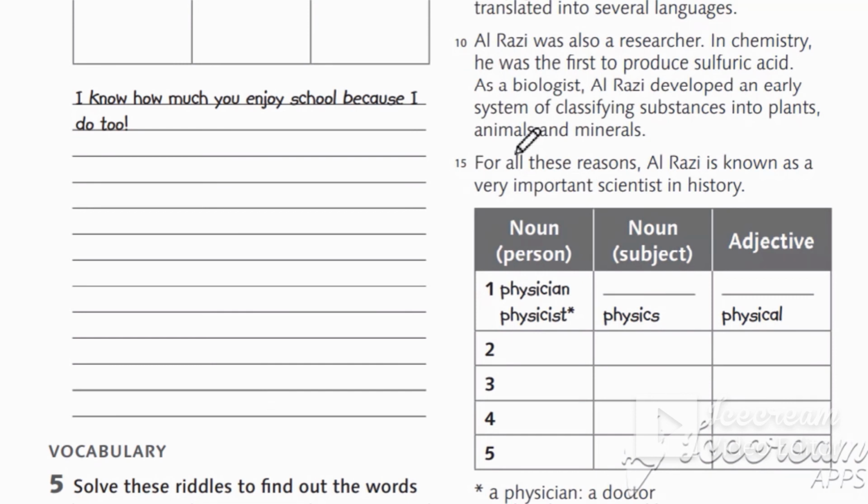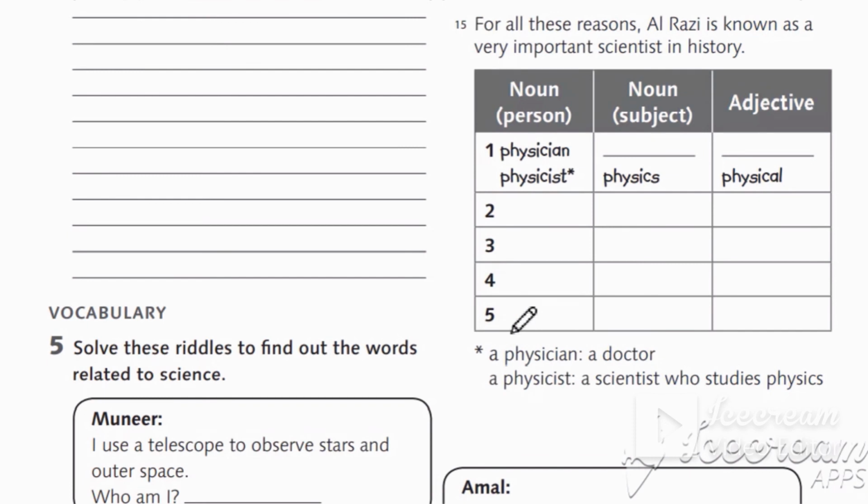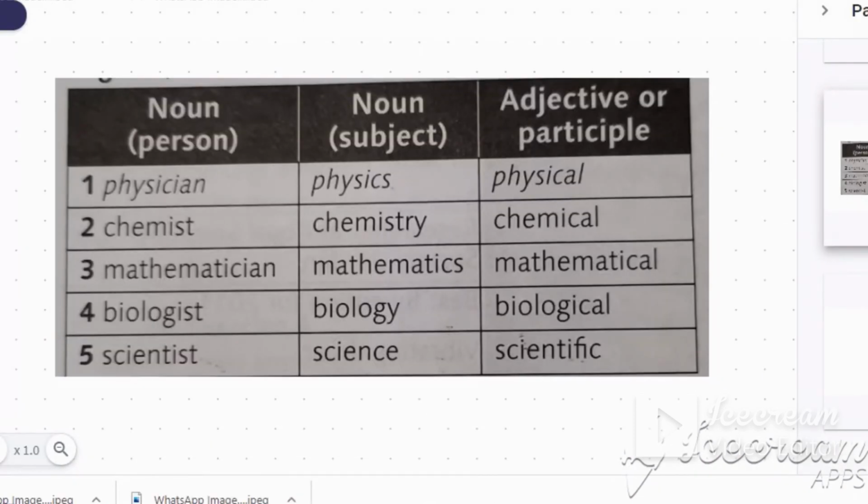Okay. We come to the exercise with noun for person, noun for subject and adjective. For example, we have physician, physicist, physics, physical. Okay. We will continue with chemist and mathematician, biologist and scientist. Okay. Let's continue. A physician, a doctor. A physicist, a scientist who studies physics.